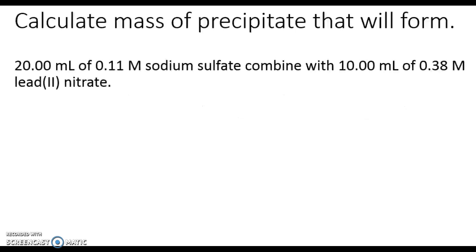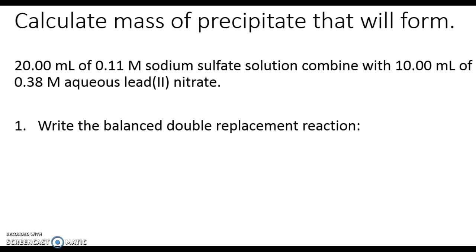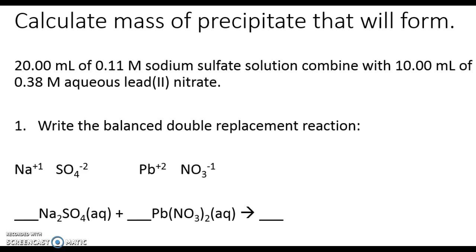So here's our question. We want to calculate the mass of precipitate that will form when we combine 20 milliliters of 0.11 molarity sodium sulfate with 10 milliliters of 0.38 molarity lead 2 nitrate. So the first thing we have to do is write the balanced double replacement reaction.